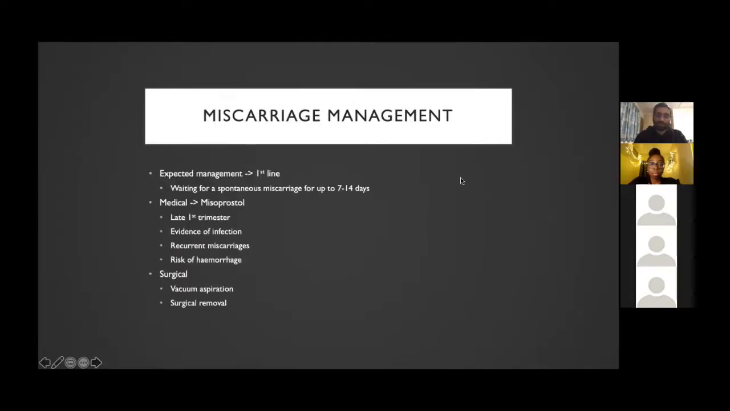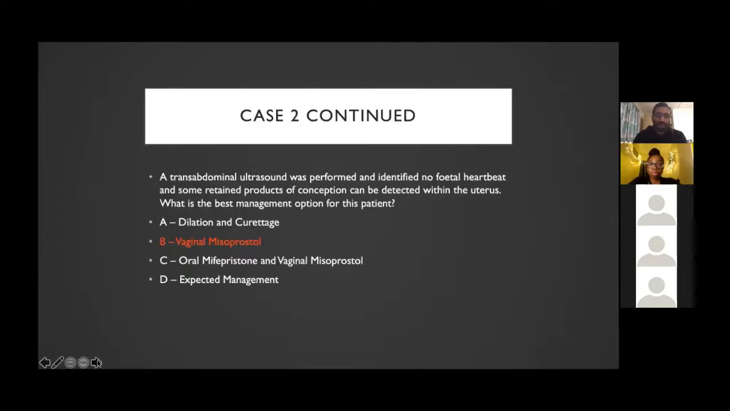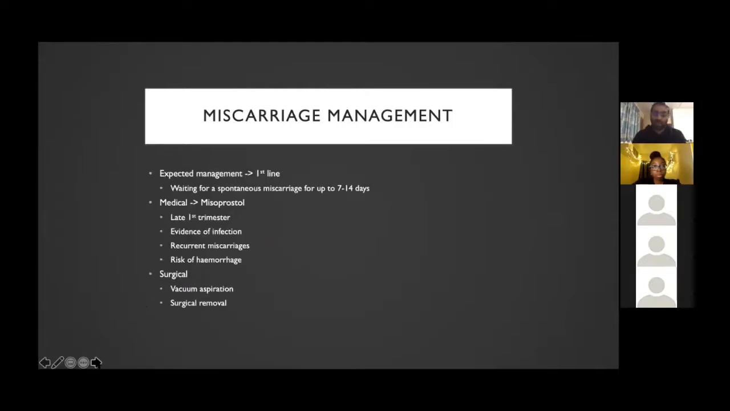So if we go to miscarriage management, so if you look at this patient, generally in the management of a miscarriage, the first line is expected management, so waiting for a spontaneous miscarriage to happen. So you'd wait 7 to 14 days for a miscarriage to happen. That's generally if they've got either an inevitable or an incomplete miscarriage. You'd wait 7 to 14 days for a spontaneous miscarriage to happen. Medical management, such as in this patient, and I'll explain why, would only be vaginal misoprostol, and that's recommended by NICE.